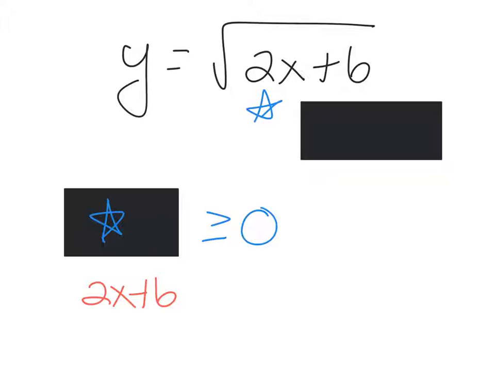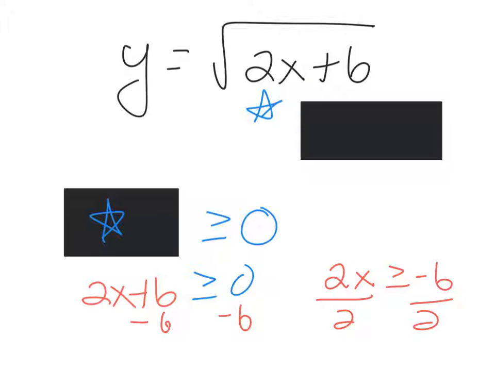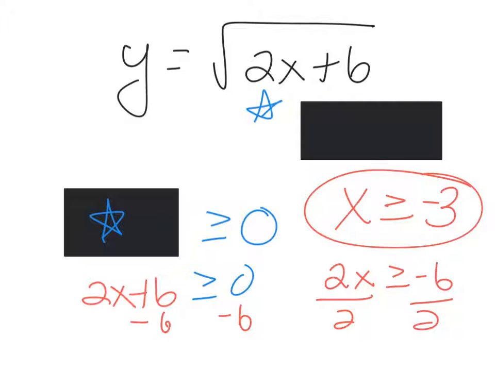So 2x plus 6 is the box. Likewise, if I'm going to take the square root of that number, it has to be bigger than or equal to 0. So in this case, I am going to solve for x. I'm going to subtract 6. So I get 2x is bigger than or equal to negative 6. And then we'll undo multiplying by 2 by dividing by 2. So we can see that the x values that we're able to use must be bigger than or equal to negative 3.